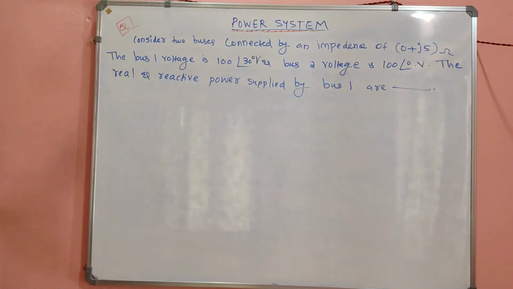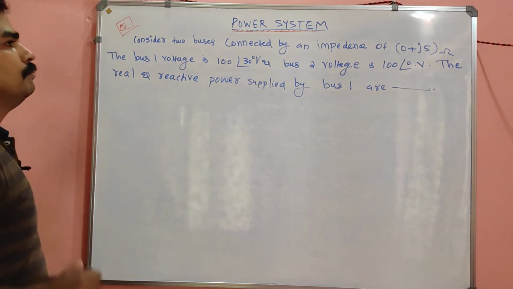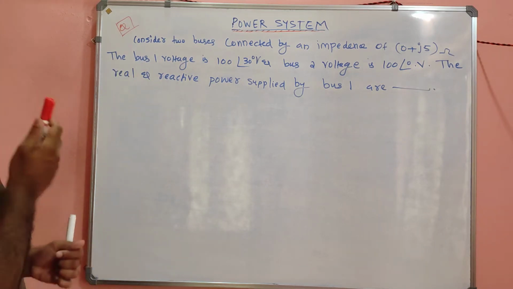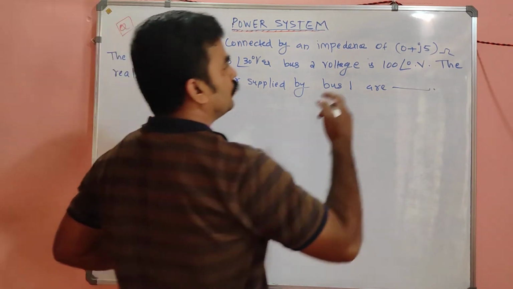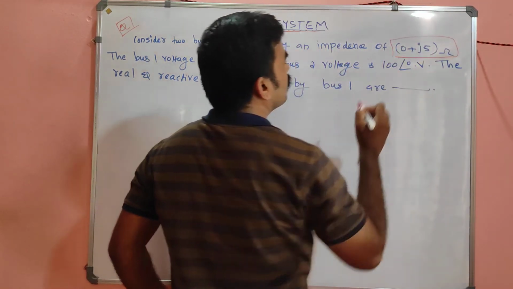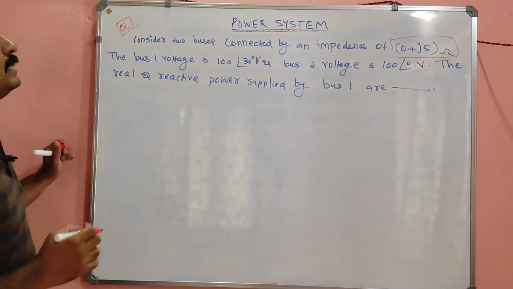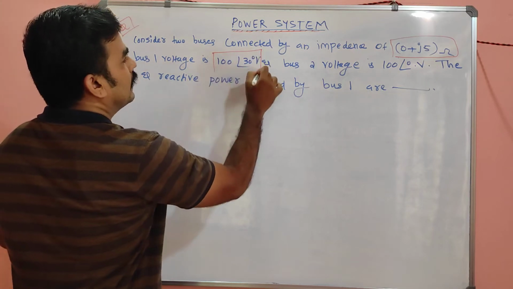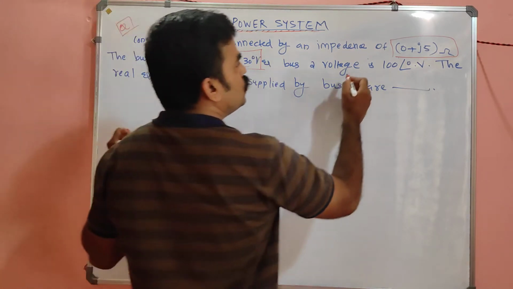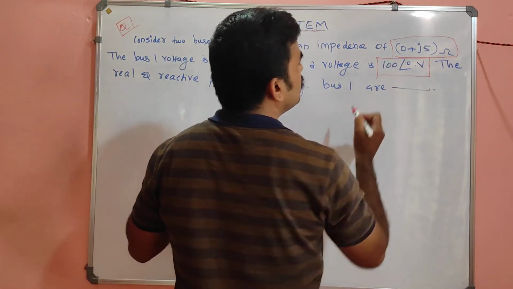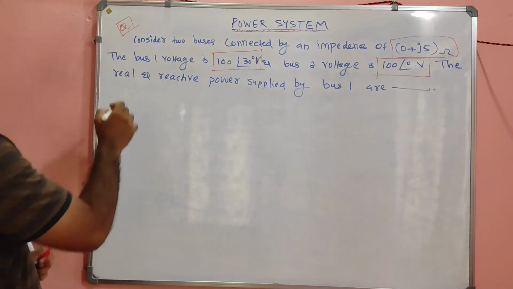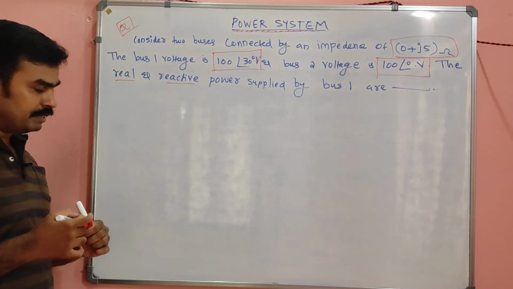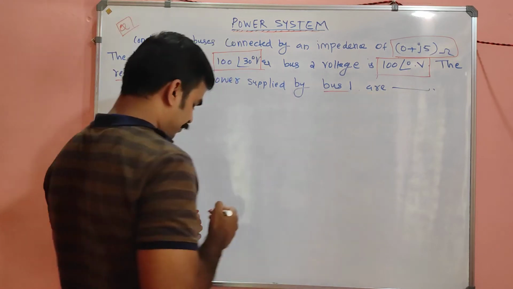Okay, so this is another important question, my dears. So let's see how it can be solved. Consider two buses connected by an impedance of this much. The bus 1 voltage is nothing but 100 angle 30. Bus 2 voltage is nothing but 100 angle 0. The real and reactive power supplied by bus 1 we have to find out.